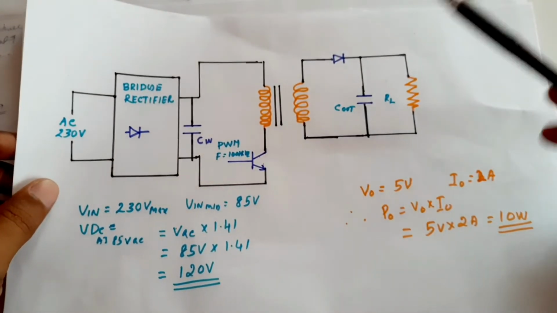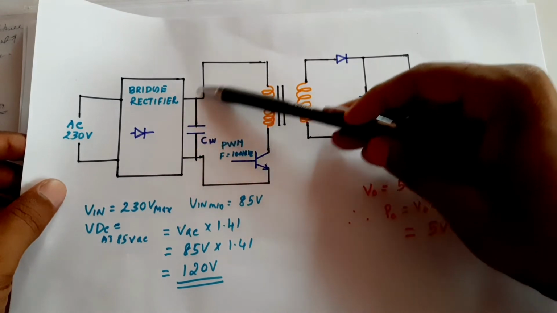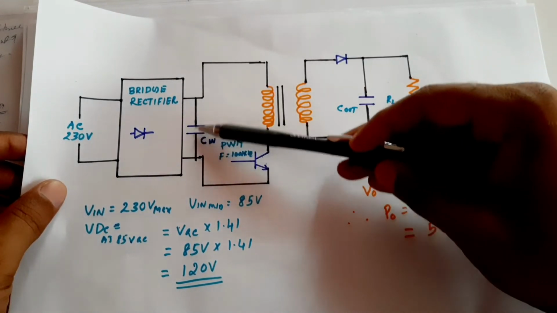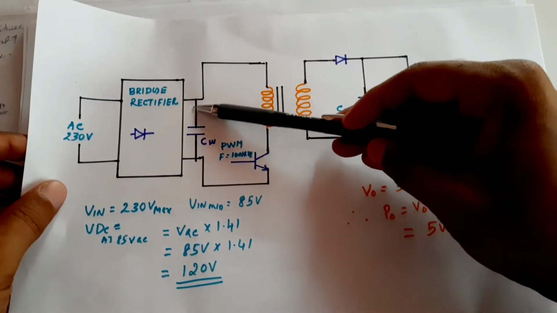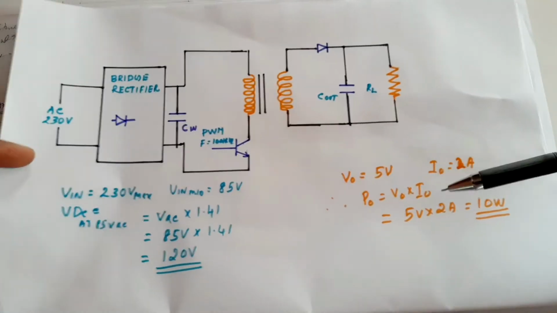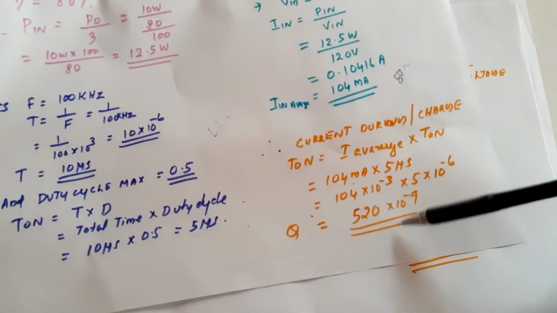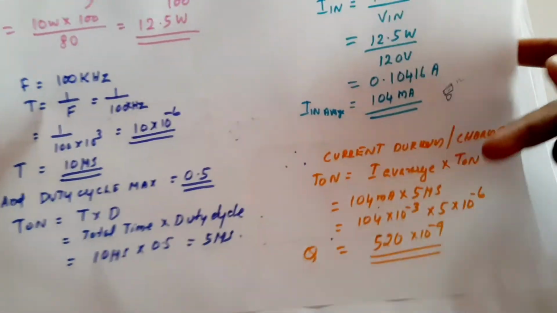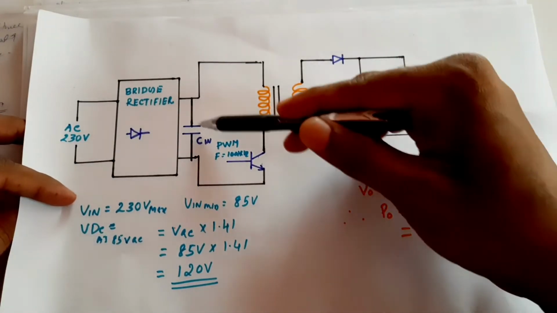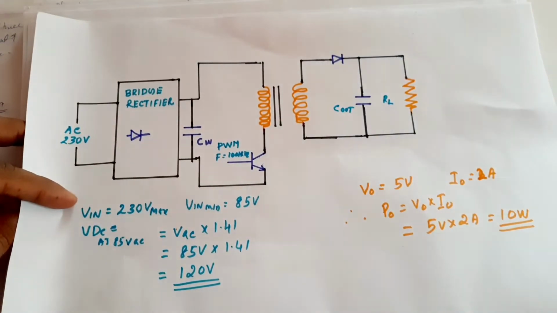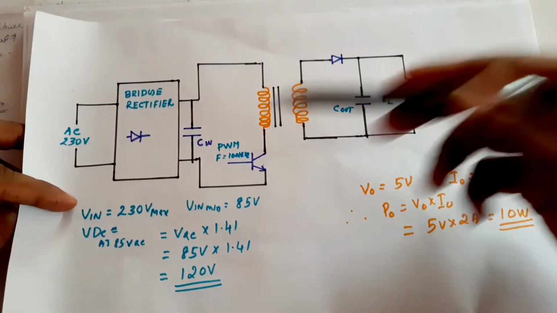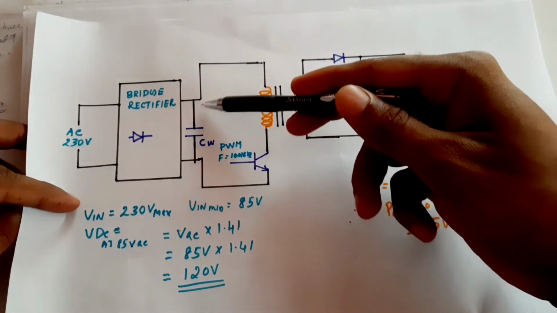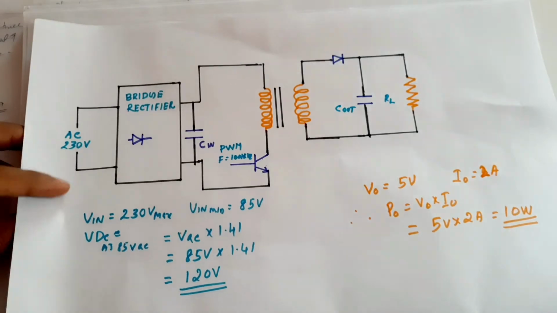Now we know that as the current flows out of the capacitor, that means this much charge flows out of the capacitor, the voltage of the capacitor decreases. How much voltage drop do we want to allow?